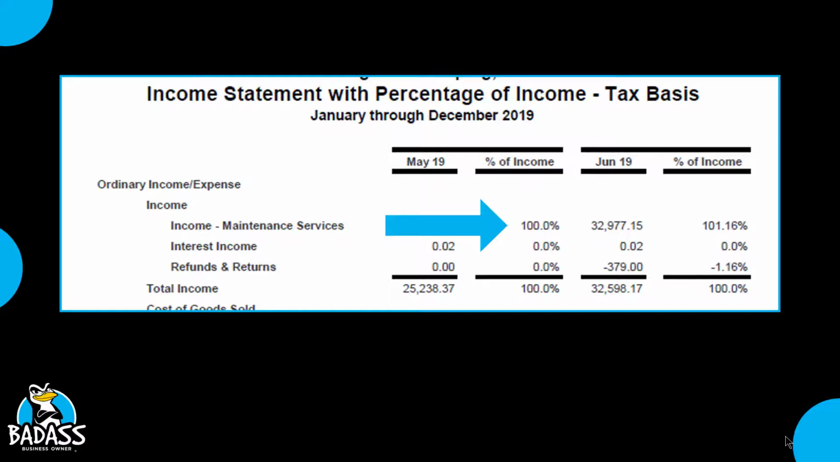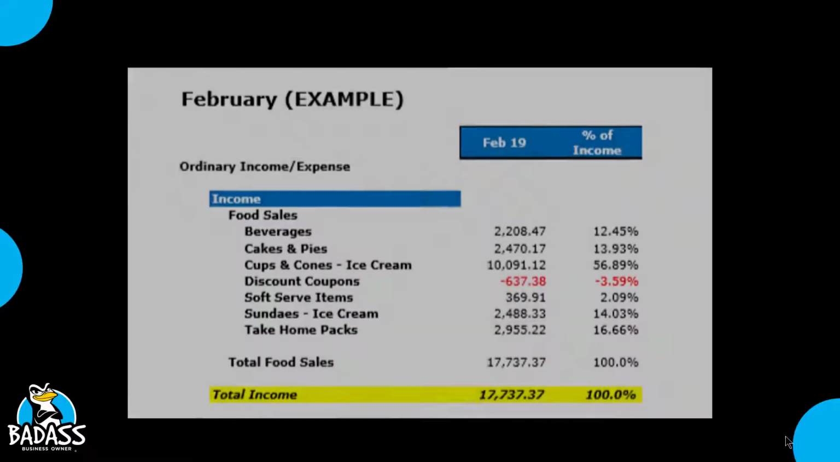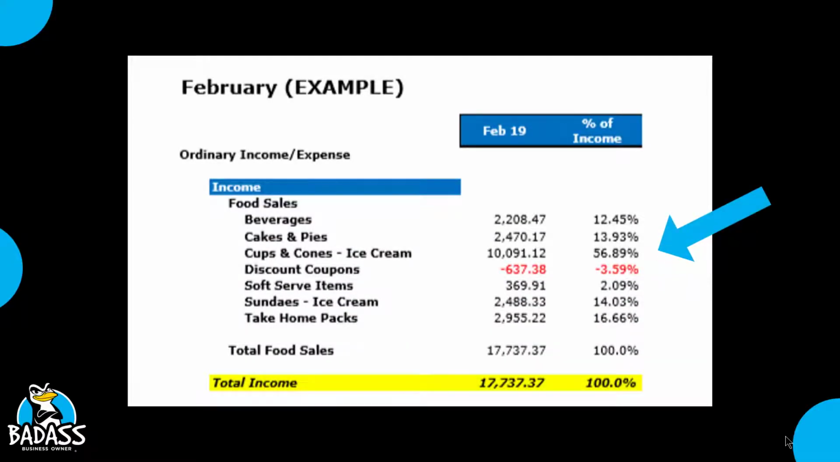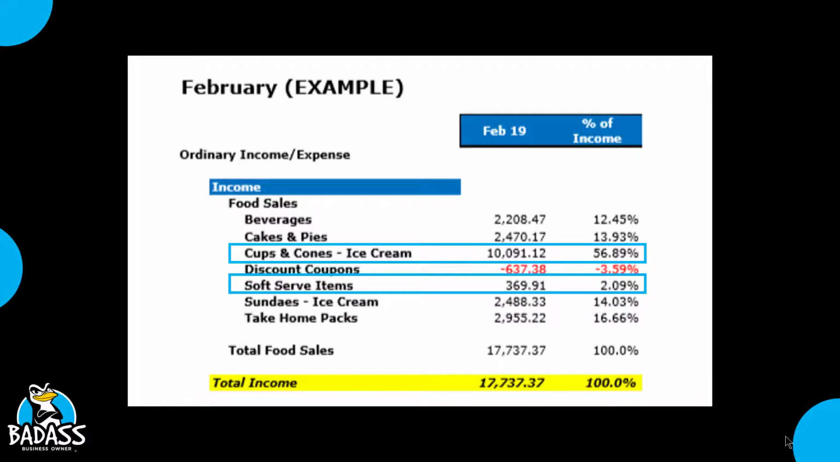It's very, very handy to have it broken down by category because it allows you to see where your big money is coming from. So in this particular case, when we go back to the ice cream shop, they can see here that 56% of their business is done in these cups and cones, as opposed to if we look here at soft serve, it's only 2% of their business. So you can see the big difference between the two and how valuable it is to have that broken down.